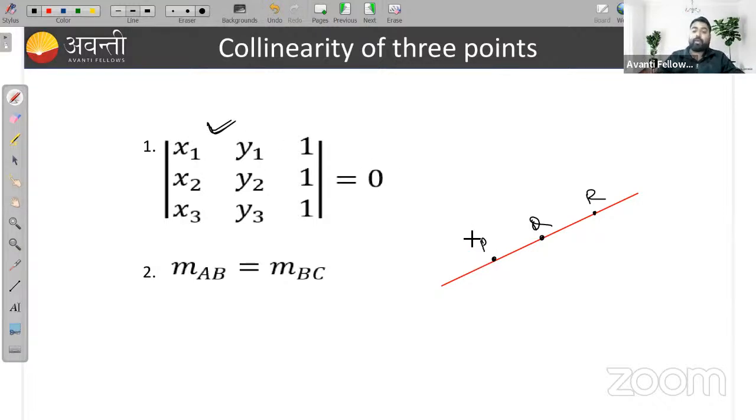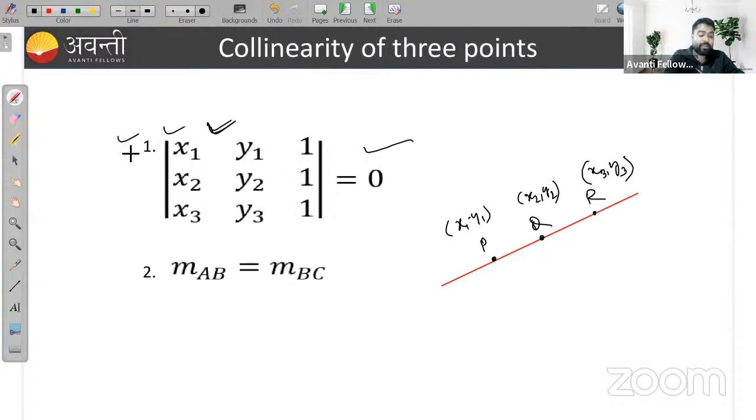Suppose the coordinate of P is x1, y1, and coordinate of Q is x2, y2, and coordinate of R is x3, y3, right? Then the area made by these 3 points will be 0, yes. Then the value of this determinant will be 0. This is the first way to check the collinearity of 3 points.